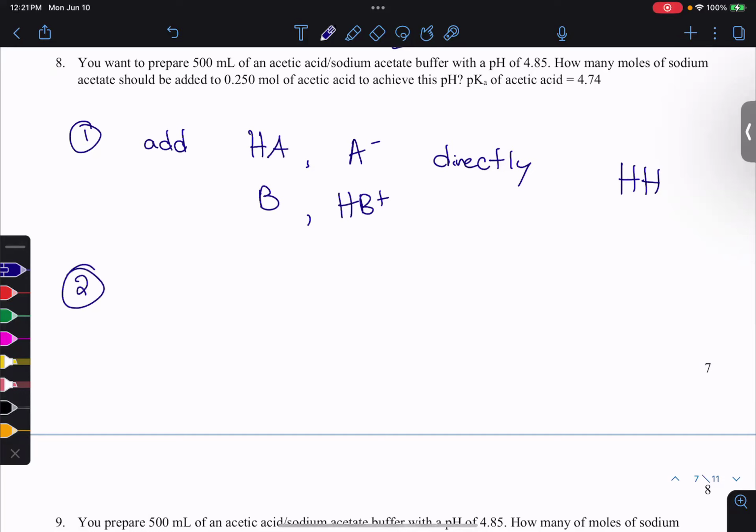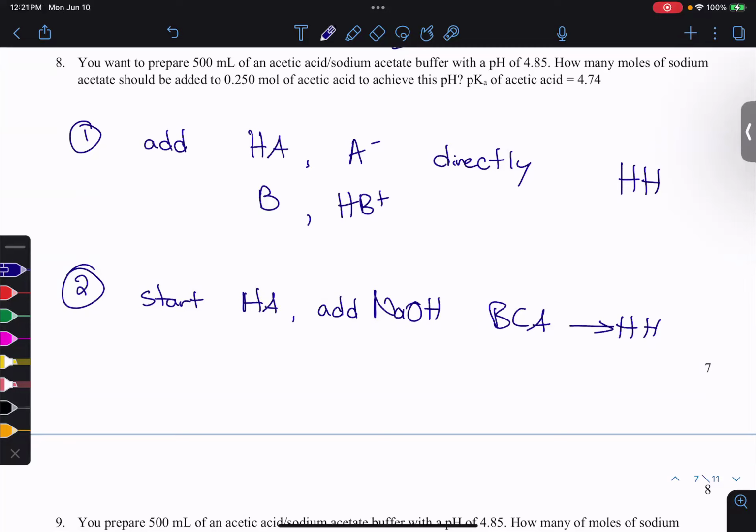But then the second way you can make a buffer is you can start with HA, but then you add sodium hydroxide, something strong. So in this case, you actually have to BCA first, then Henderson-Hasselbalch. That's the difference, right? Or conversely, you could start with a base and add HCl, same idea. You have to BCA first, then Henderson-Hasselbalch, because you're adding something strong. And so those are the 2 ways to make a buffer. So let's go a little bit backwards here.